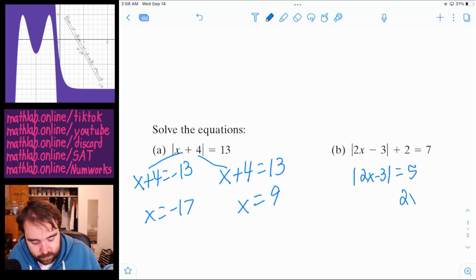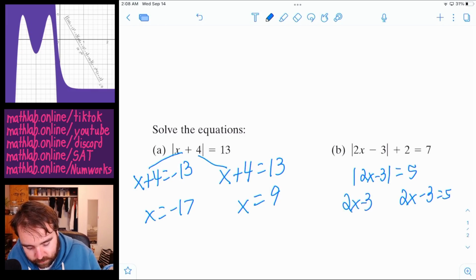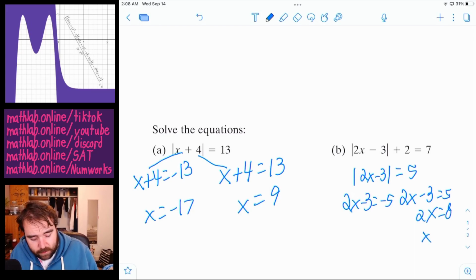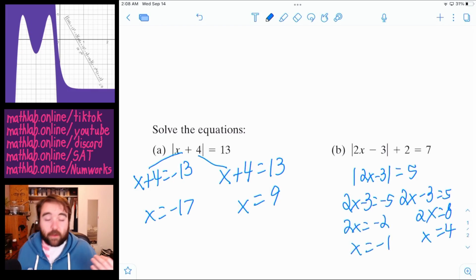We're going to split it up into its positive version and its negative version. And then we're just going to solve both of those equations. We're going to add 3 and divide by 2. And then we're going to add 3 and divide by 2 and get our two answers.